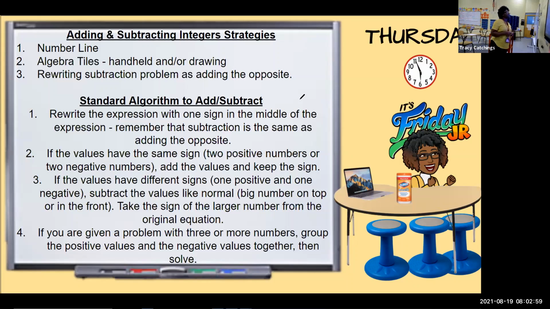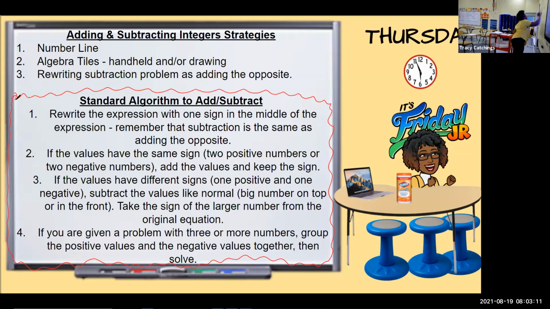Well, today we're going to begin to look at the standard algorithm of adding and subtracting integers. So I'm going to give you about 3 to 5 minutes to get these steps at the bottom. You should have your paper and pencil and your necessary materials. I'll give you a few minutes.